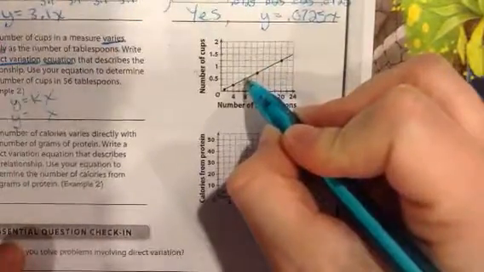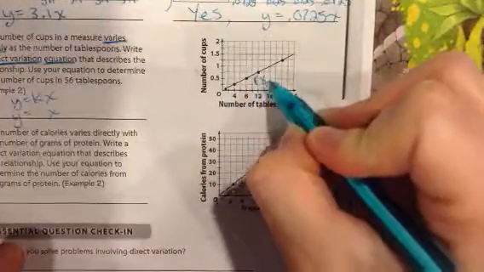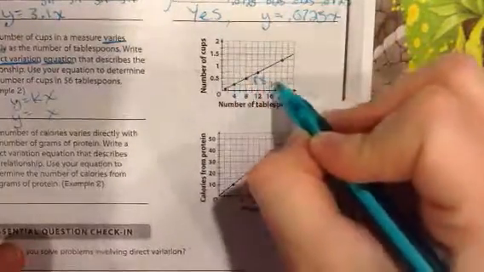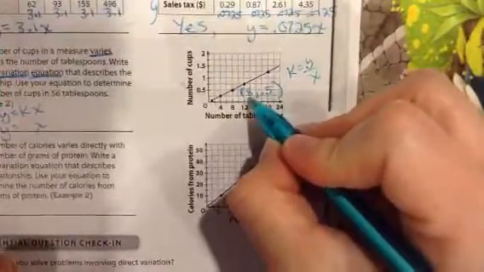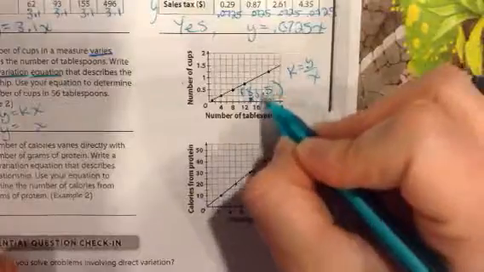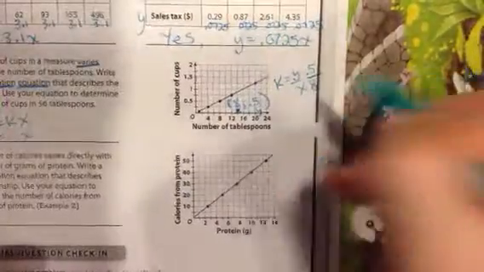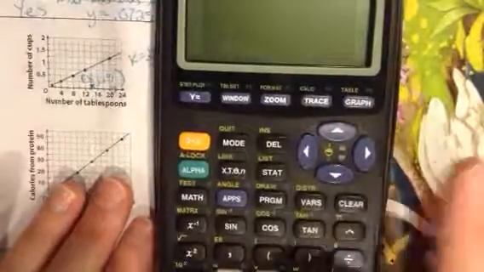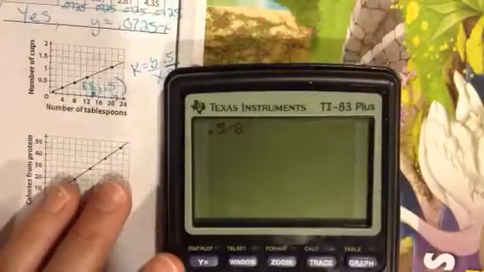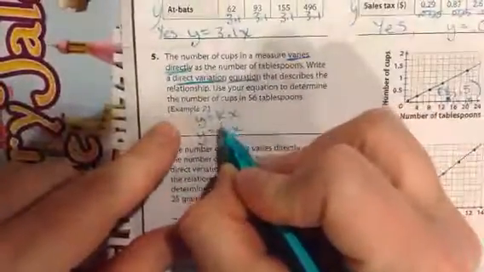So I'm going to pick this one right here. I'm going to write the ordered pair. So it goes to the x value of 8 and the y value of 0.5. To get my constant, you divide the y by the x. So my y value is that second one, 0.5, divided by 8. I'm going to go ahead and change it into a fraction, math enter. So I get 1 over 16 for my constant.